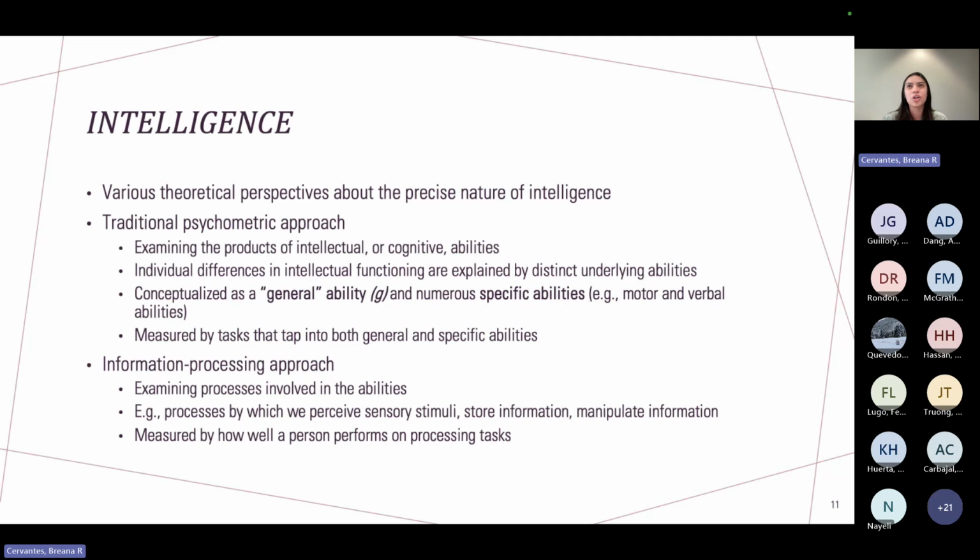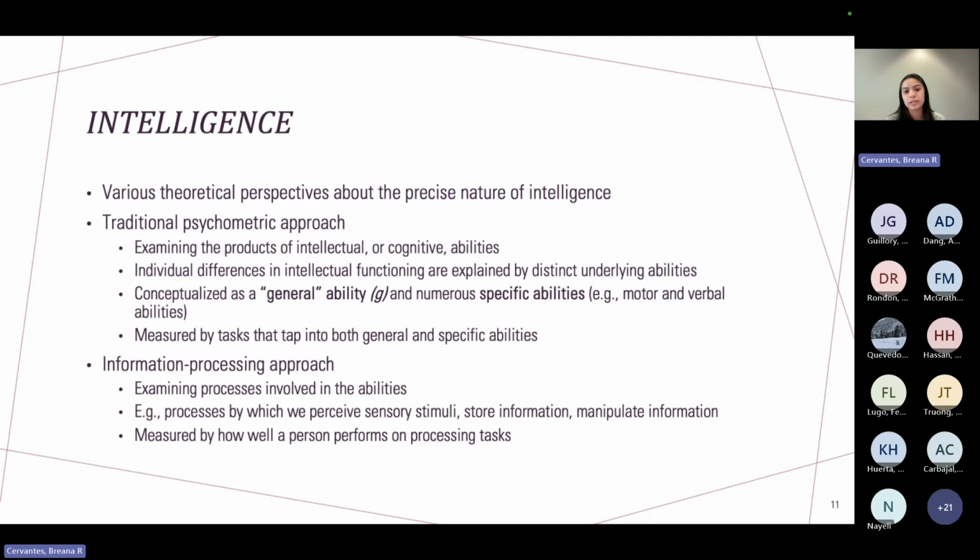So there's no one definition for intelligence, and a lot of the definitions out there are based on different theoretical orientations. And so because of that, we have no real one definition. There's not a precise nature of intelligence, but the traditional psychometric approach, psychometric is all about measurement, testing, things like that. So they looked at the products of intellectual or cognitive abilities, and it yields a general G ability and specific ability scores.